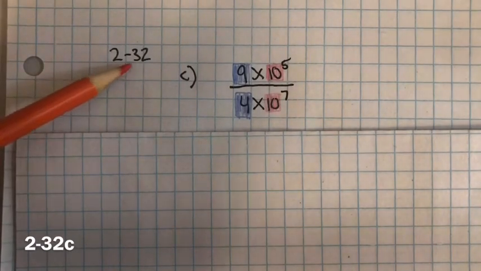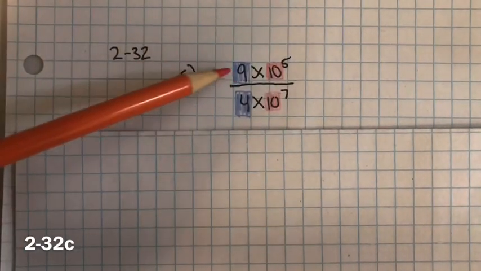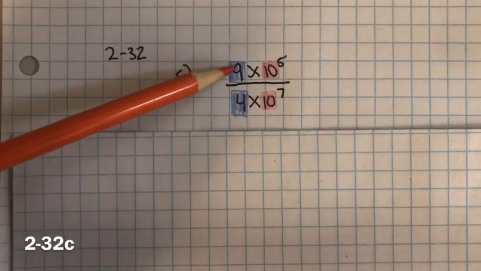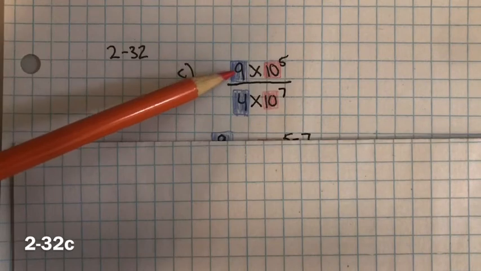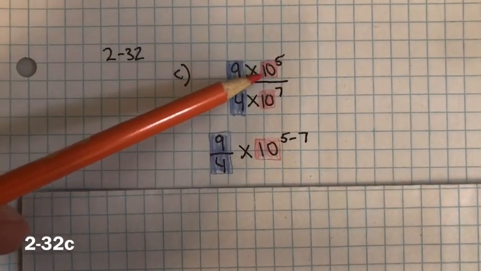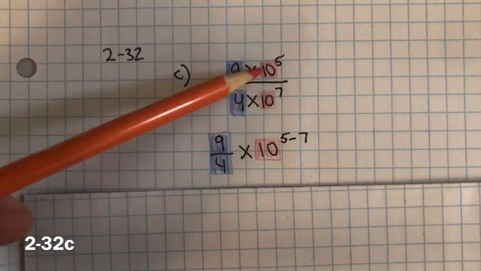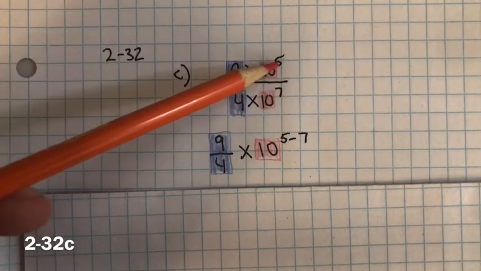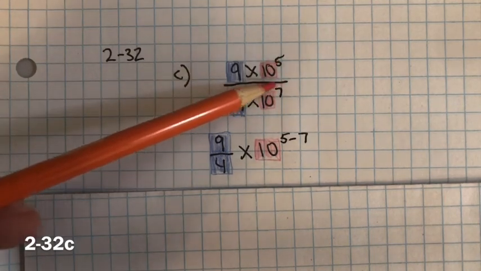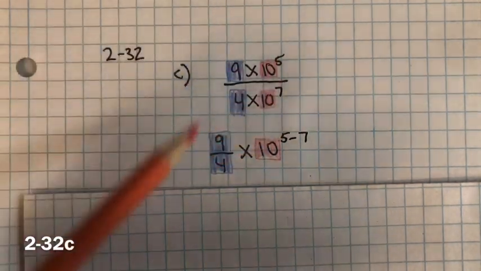Problem 2, 32C, we're dividing in scientific notation. We can only divide like terms. So we're going to go ahead and divide 9 divided by 4. And then when you're dividing exponents with the same base, remember you're subtracting them. And this division bar reminds you to subtract 5 minus 7.